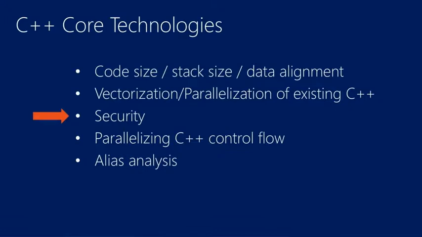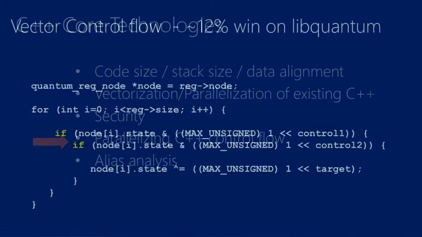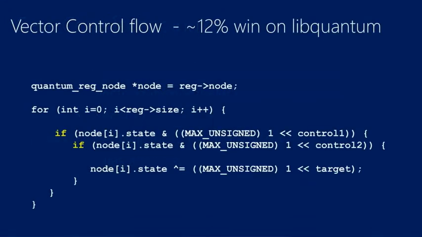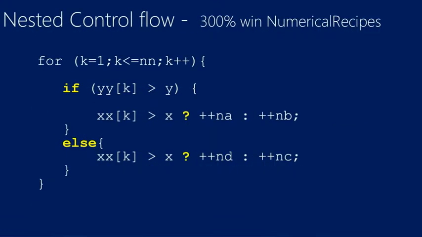Okay, we talked about security enough, so I'm going to go on to parallelizing control flow. The reason I'm going to talk about it is a great example of where we missed an opportunity to work together, the hardware developers, the language designers, and the compiler writers. This is an example of where vectorizing control flow would give you a 12% win on libquantum. Okay, so you've got two ifs. We could converge those, and we could vectorize.